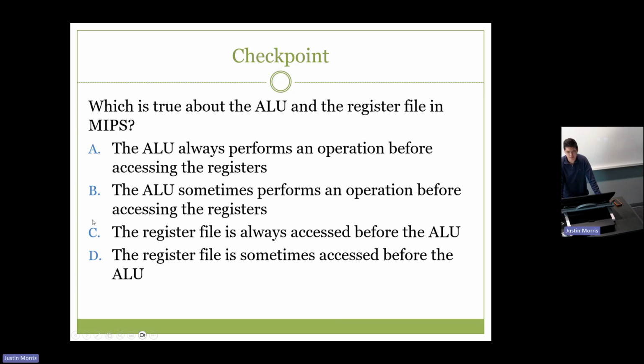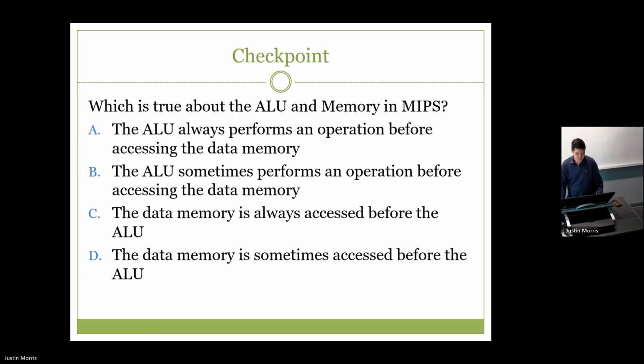So in terms of our data path ordering, what does that tell us about the register file and the ALU? The register file needs to come first. So then the next question that will help us with this ordering is, which is true about the ALU and memory in MIPS? And more specifically, let's just think about data memory in this case.